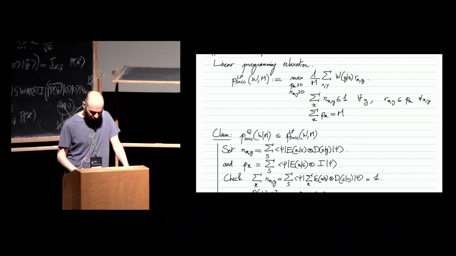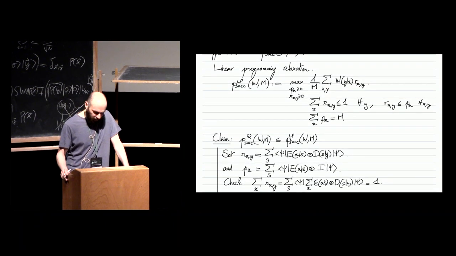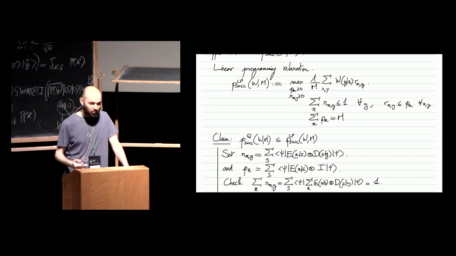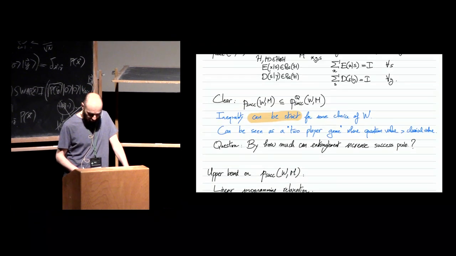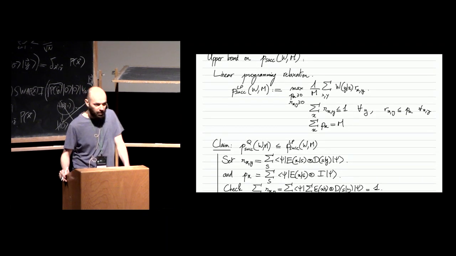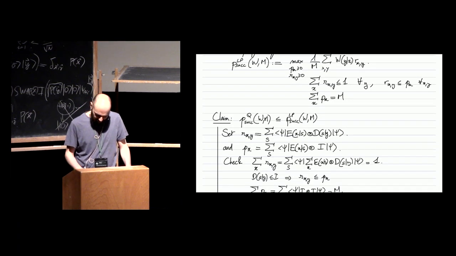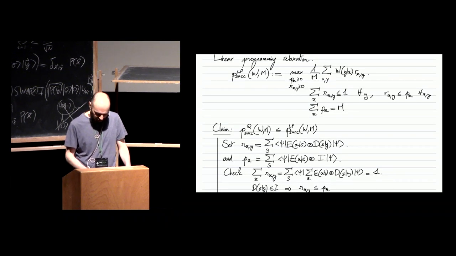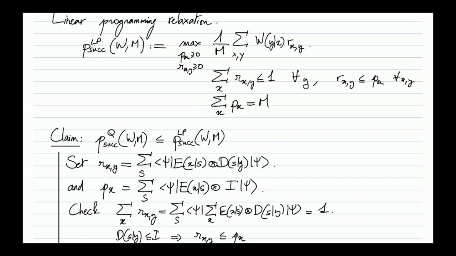It's an easy observation that this LP is also a relaxation for the quantum value. For every quantum strategy, I can construct a feasible solution for this linear program. So let's see why this is the case. Let's take a quantum strategy, with a psi, e of x given s, d of s given y, etc. Whatever the strategy is, I can define rxy in this way: I just take the sum over s of this quantity, and I take px to be the same, except I don't put the d of s condition on y.